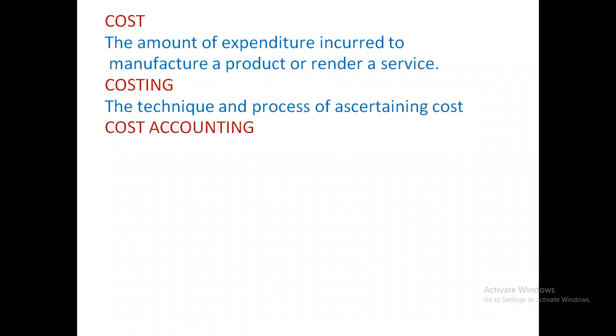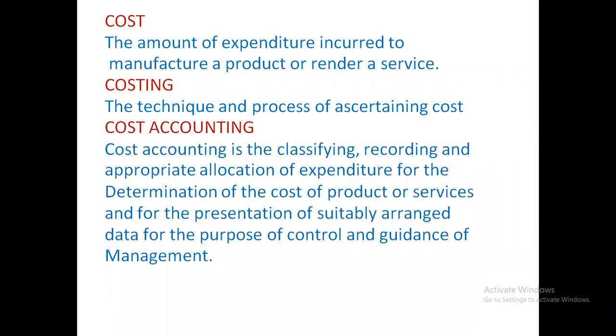The next definition will be cost accounting. What is cost accounting? It is nothing but classifying, grouping, recording, and appropriate allocation of expenditure. We are allocating the expenditure under different heads. Why are we doing so? To determine the cost of the product or services. To find out the cost of the product or services, we are classifying the cost, recording the cost, and making appropriate allocation of all the expenditure.